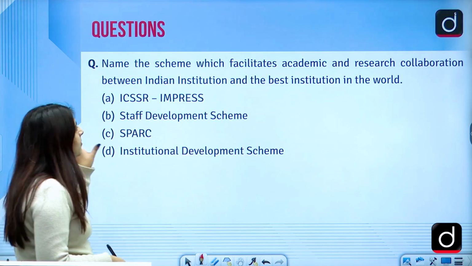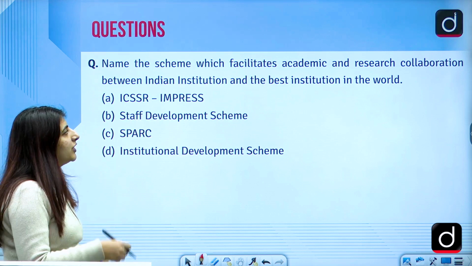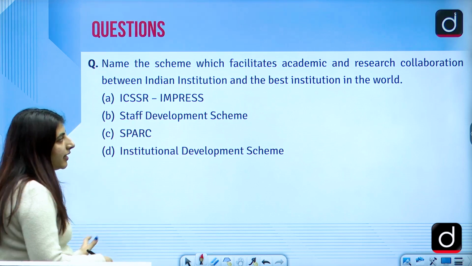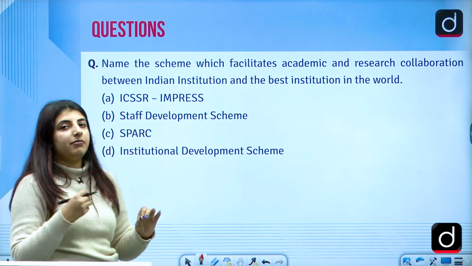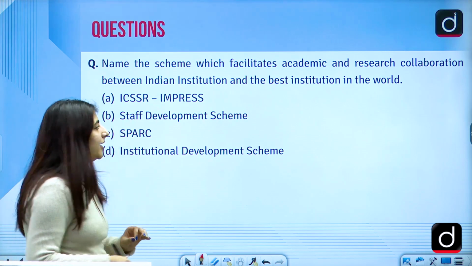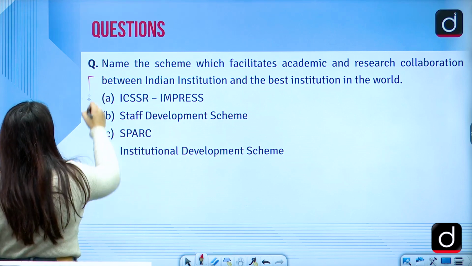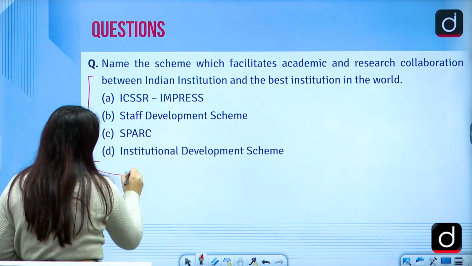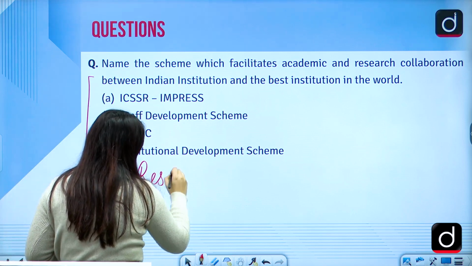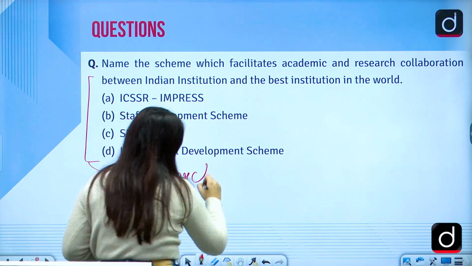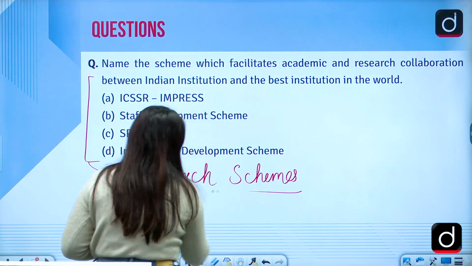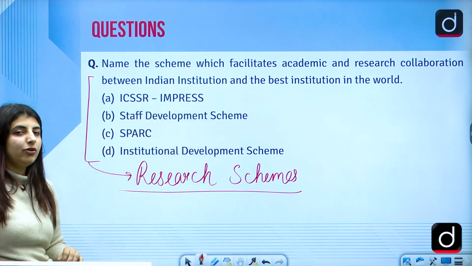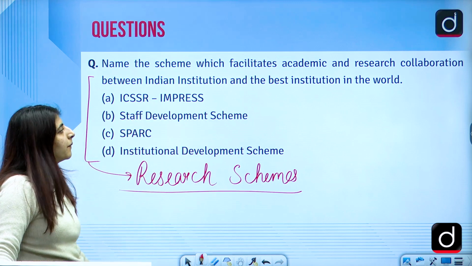Then we have question number 3. Name the scheme which facilitates academic and research collaboration between Indian institutions and the best institutions in the world, right? So this is obviously something related to the research schemes. Pause your screen and try to answer the question if you know this.